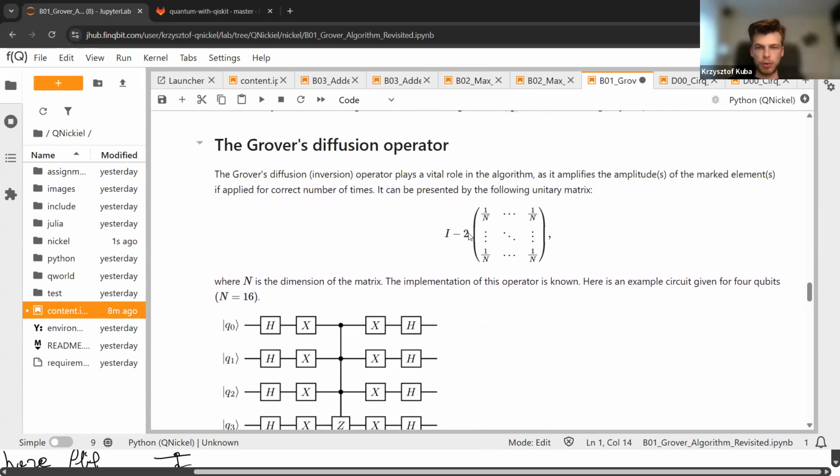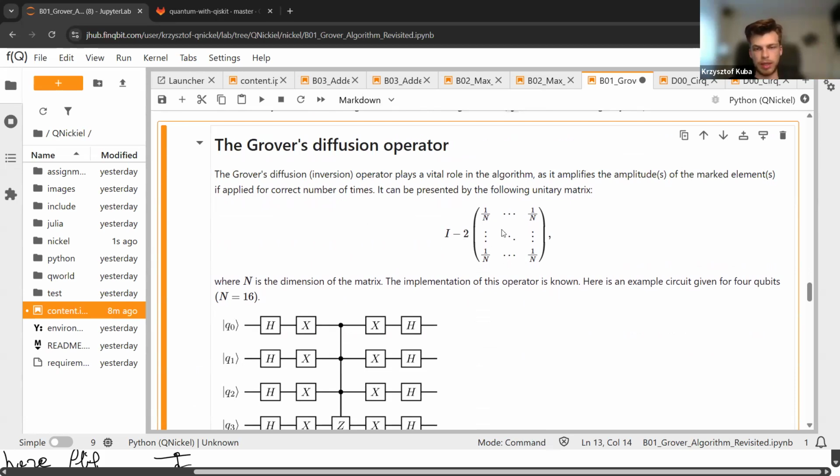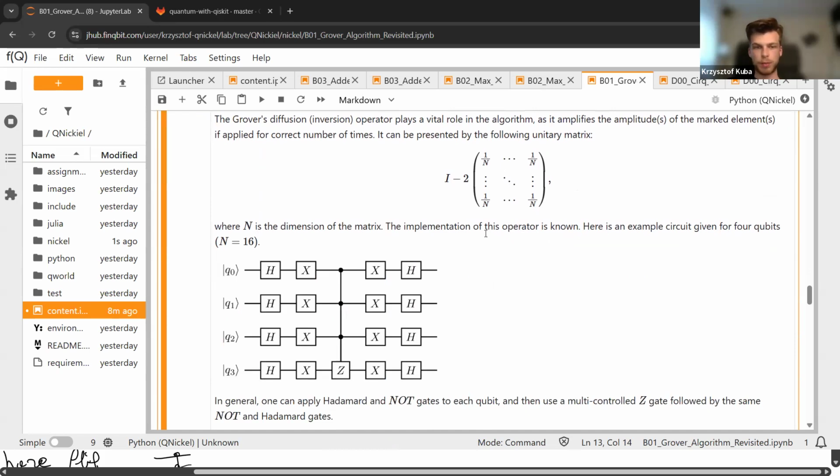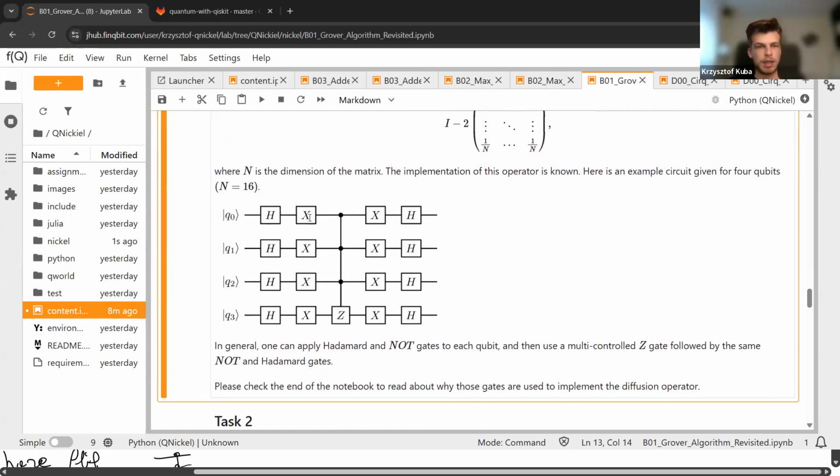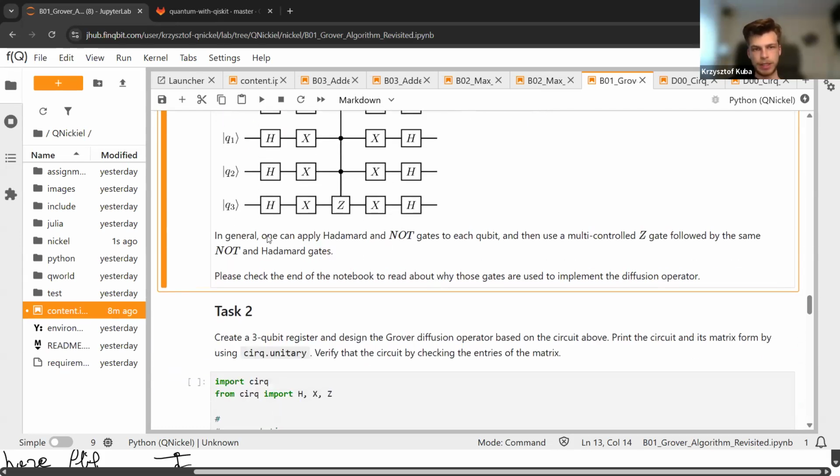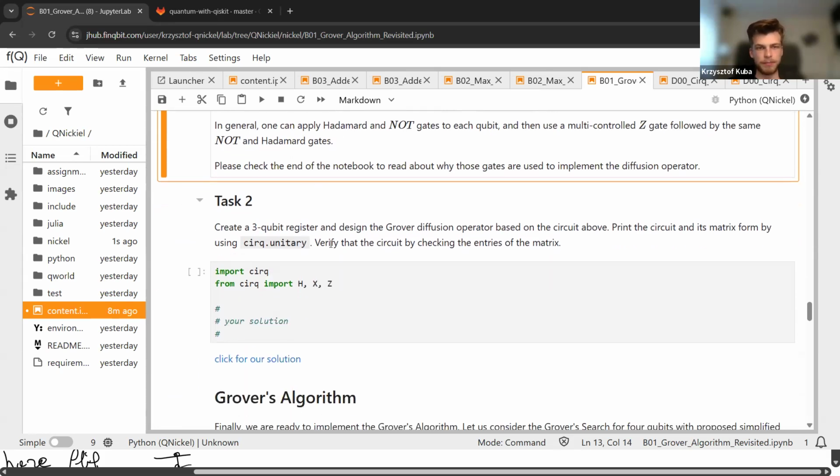For the Grover diffusion algorithm, we have something like this, which is 1/2 and 1/square root of n on every single matrix. This is very similar to what I showed you, and maybe you can see the resemblance now. The diffusion operator is implemented as Hadamard gates and X gates, a single controlled Z gate, and once again X gates and Hadamard gates. In general, we can apply Hadamard and NOT gates to each qubit, then use the Z gate and do the same.